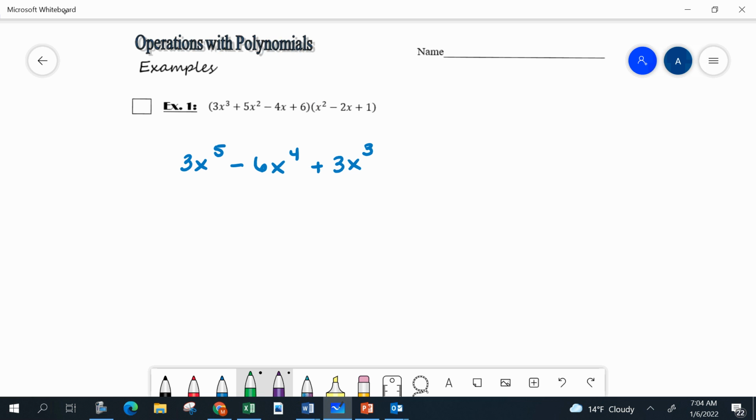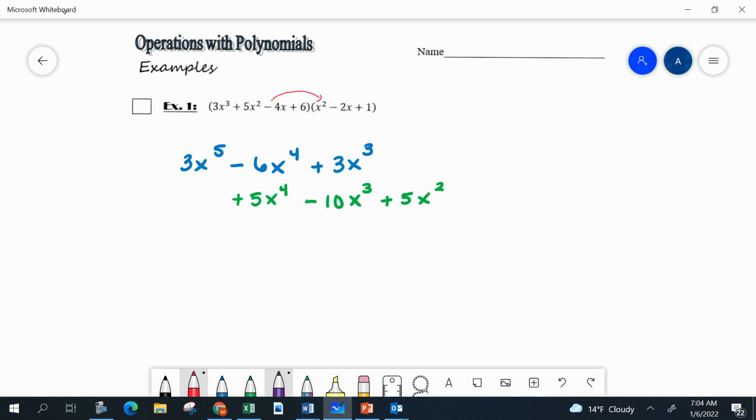Now, what I'm going to do next is distribute the 5x squared. So rather than putting it over here and having a big long line of horizontal terms, we're going to organize this a little bit more vertically. So I'm going to get 5x to the fourth, and I'm going to put that underneath the other x to the fourth term. Then 5x squared times negative 2x is negative 10x to the third, and 5x squared times 1 is plus 5x squared. Can you see what I'm doing? I'm stacking it more vertically rather than the traditional lining all the terms up in a big long row.